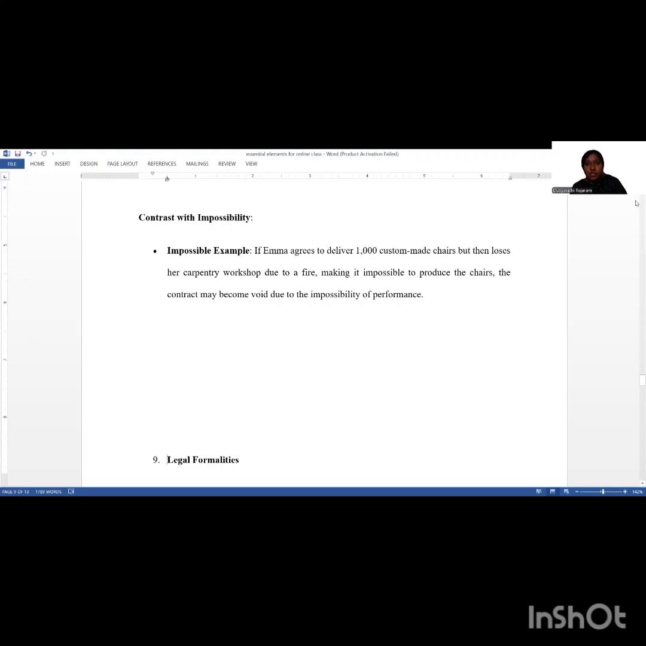Contracts with impossibility. When does this happen? If Emma agrees to deliver 1,000 custom-made chairs, but then loses her carpentry workshop due to fire, making it impossible to produce the chairs, the contract may become void because of impossibility of performance. Even though she agreed to deliver the product, some loss happened due to the fire, and she could not produce the chairs by the date she had told already.